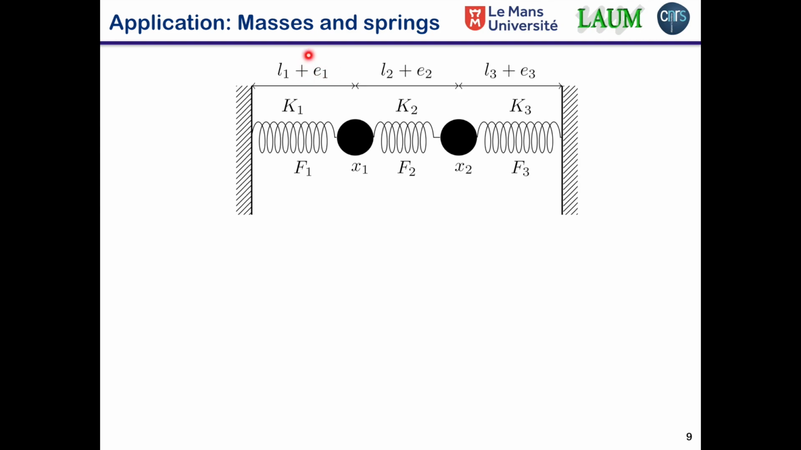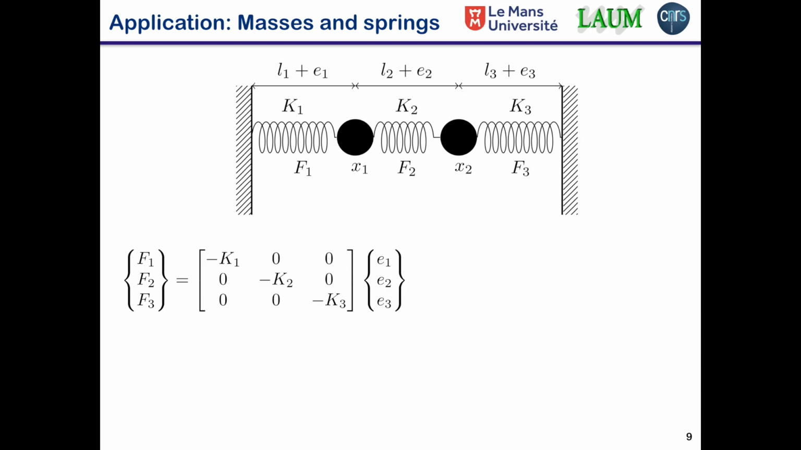and we can similarly have the elongation of the spring. Then the total length of the spring is the initial length of the spring plus the elongation. So let's see what the relations between all these quantities can be. We have a first relation between the restoring force and the elongation. So F1 is equal to minus K1 E1, and the same for F2 and F3.